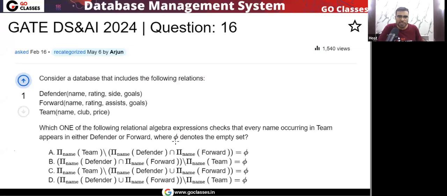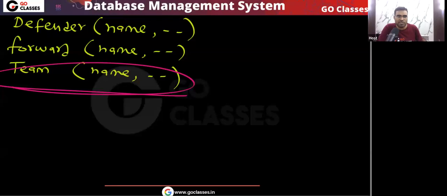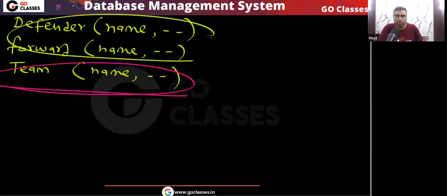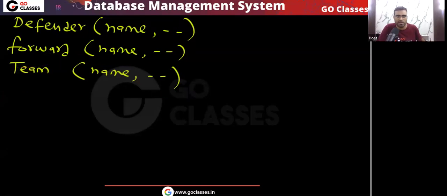Now the question is asking, please understand, which relational algebra expression checks that every name occurring in team appears in defender or forward. Okay, means every name which is here, that should be either here or both. Is this clear?